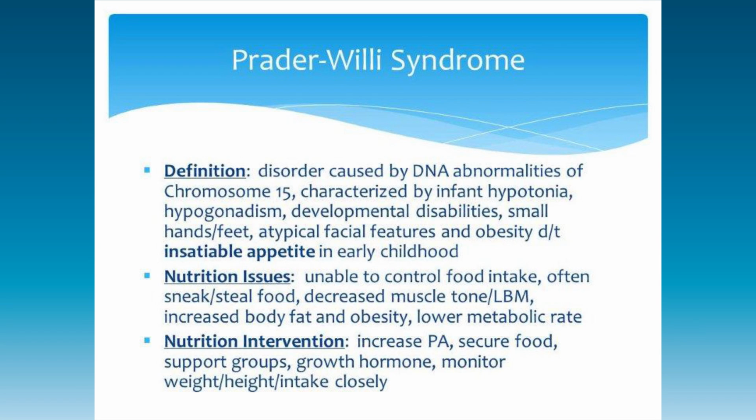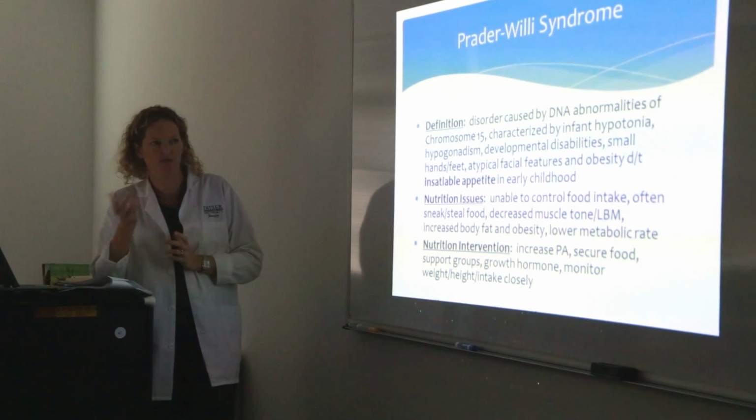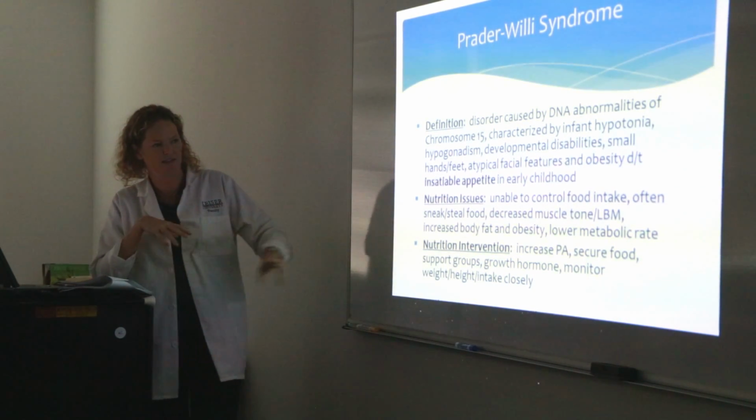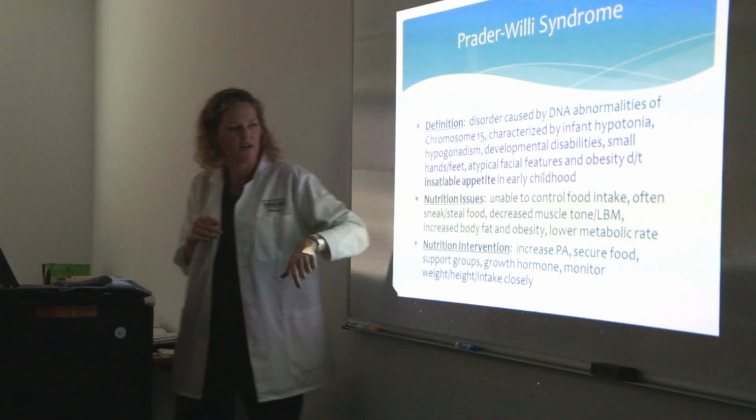And usually it's identified in early childhood, somewhere around the age of 1 to 4. Nutrition issues, they're unable to control their food intake because they're constantly hungry. So they often will sneak food or steal food. They have decreased muscle tone. They have that hypotonia, low lean body mass, and then increased body fat and obesity, lower activity levels, and then a lower metabolic rate also. They also have growth hormone deficiency, and that's why one of the interventions is growth hormone.